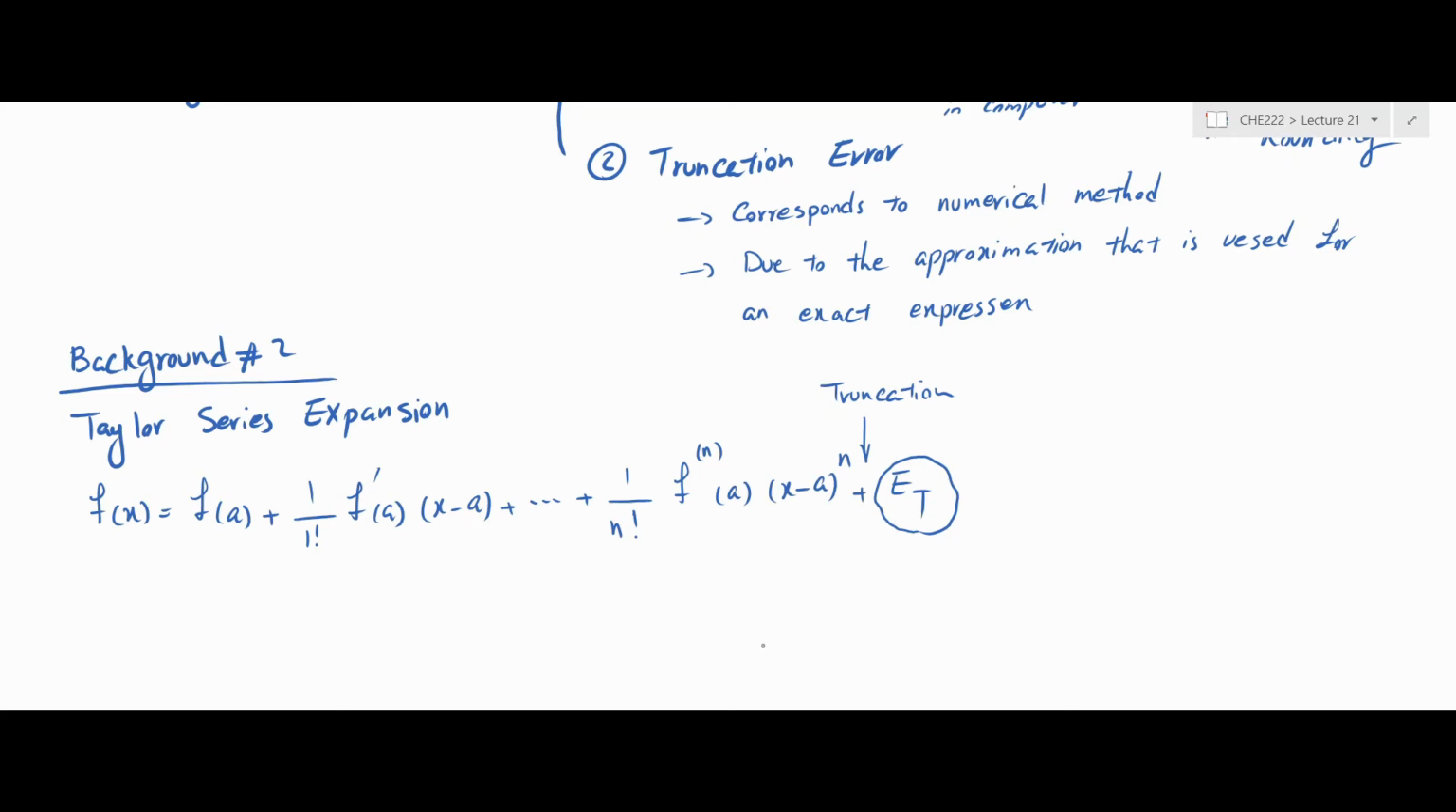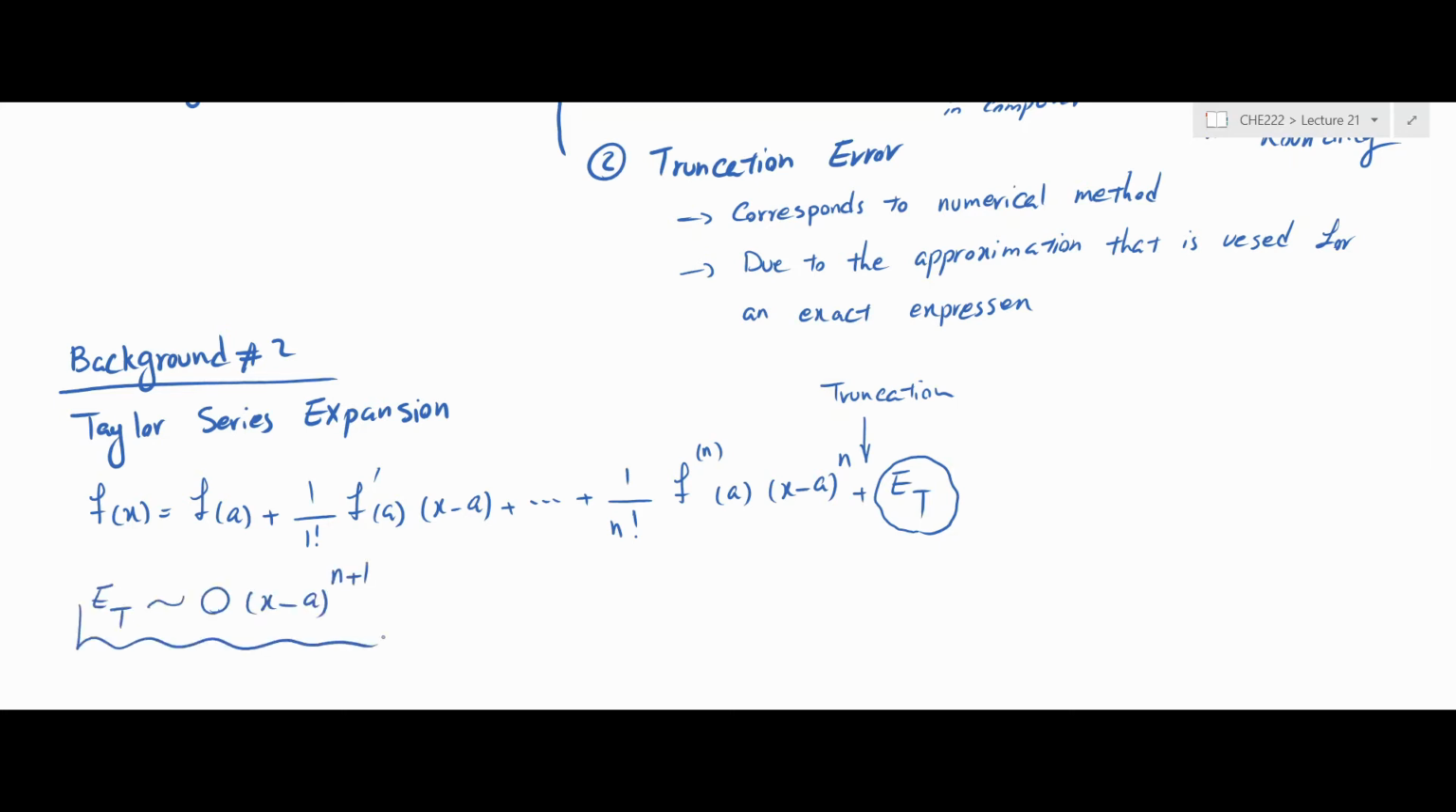So the new point that I'm going to make here is about the order of the truncation error for the Taylor series expansion. And with some mathematical work, we can prove that the truncation error is on the order of x minus a to the power of n plus 1.